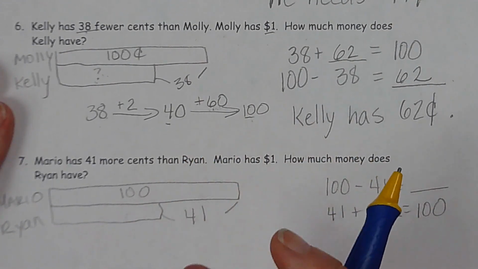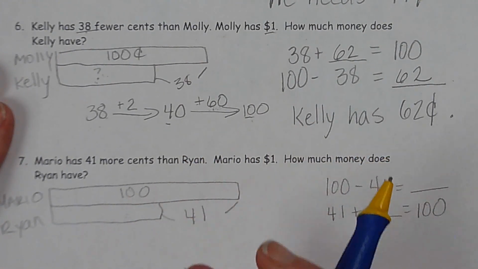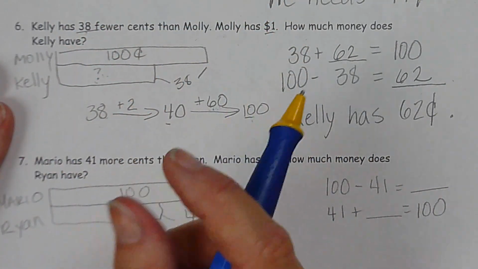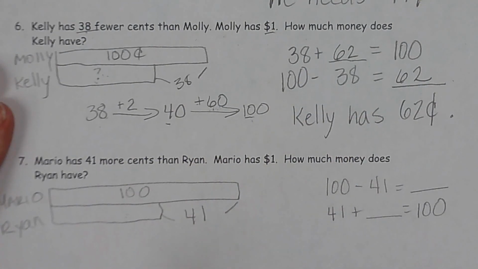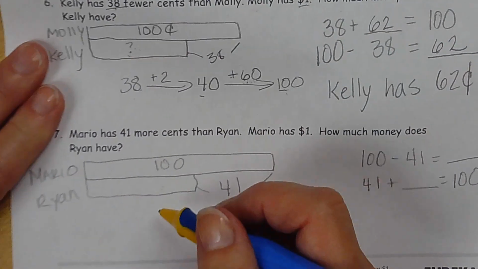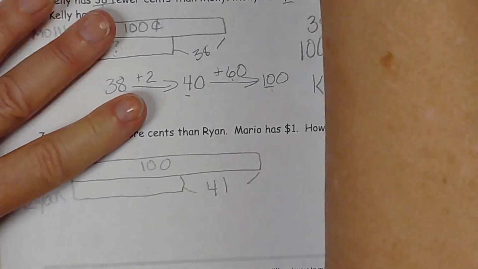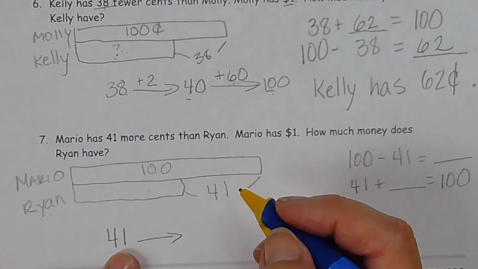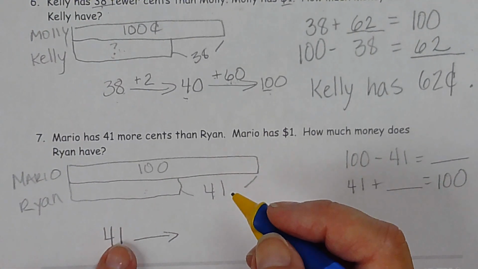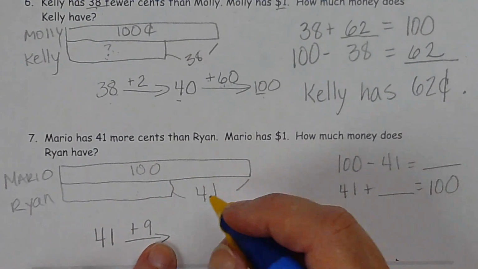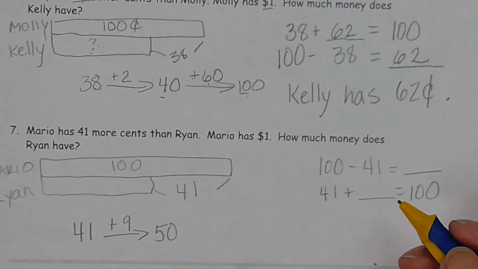41 cents more means that's the difference between the numbers. It's a part. 38 cents fewer means that's the difference between the numbers. It's a part. If we are missing a part, we can subtract or we can count up to get to the number. So here we go. I am going to add this time, 41. What do I need to add to get to the next 10? I have a 1, so I'm going to add 9 more. 41 and 9 gets me to 50.